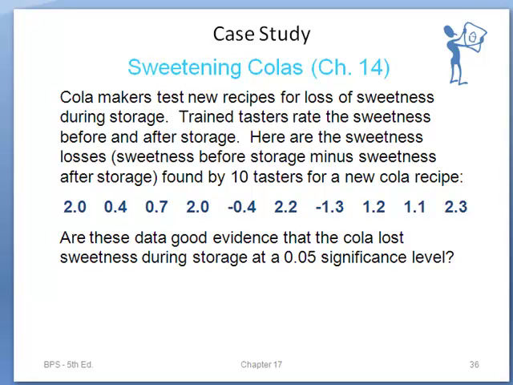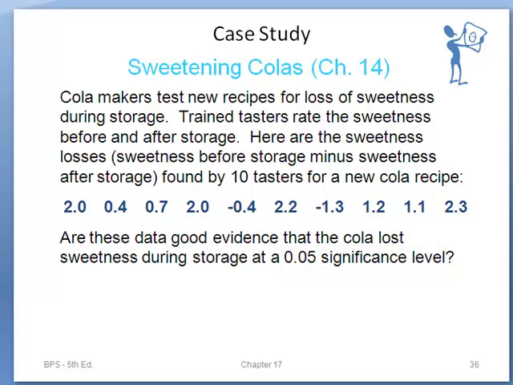and we see that we found 10 tasters for the new cola, and if you remember in Chapter 14 how it went, the taster tasted the drink before and then after 2 weeks storage and said whether it lost sweetness, and the higher the number we got, the more it lost sweetness. So here's the data from 10 different tasters of this new cola. Now what we're asking is, are these data good enough evidence that the cola lost sweetness during storage? And we're going to do this at a 0.05 significance level.